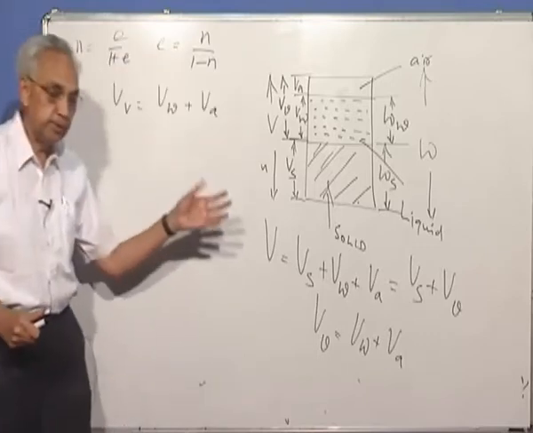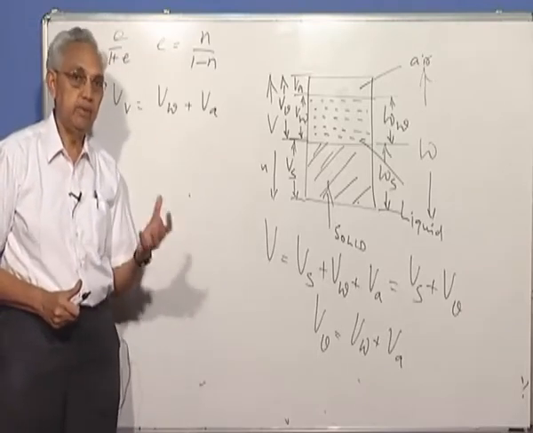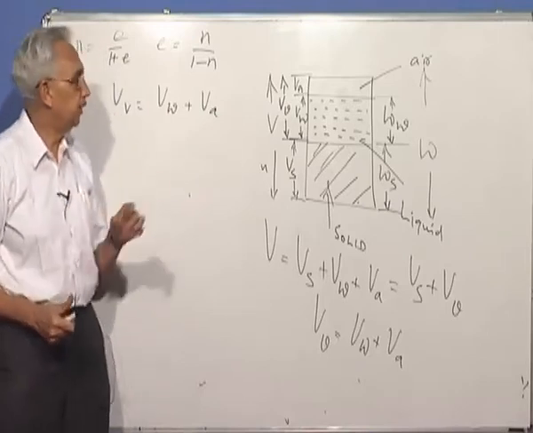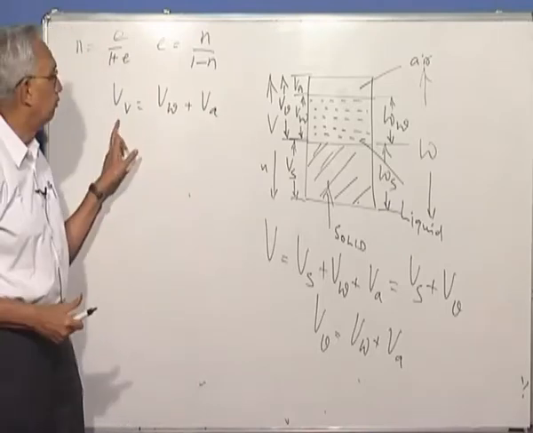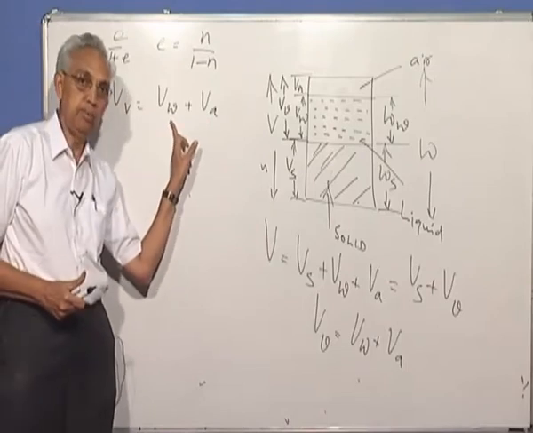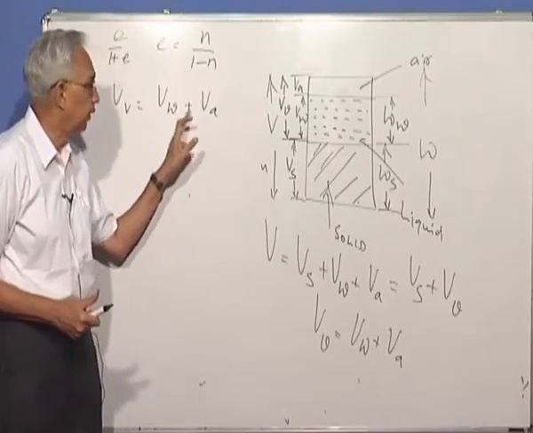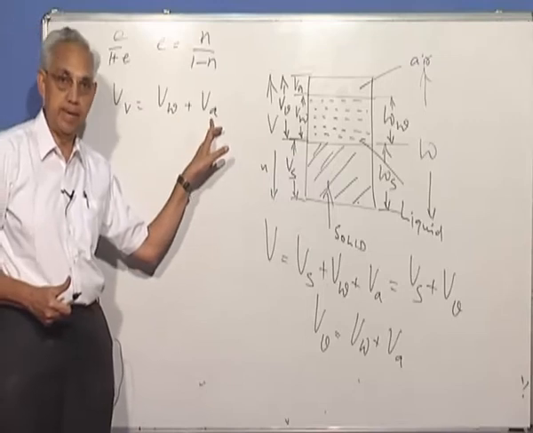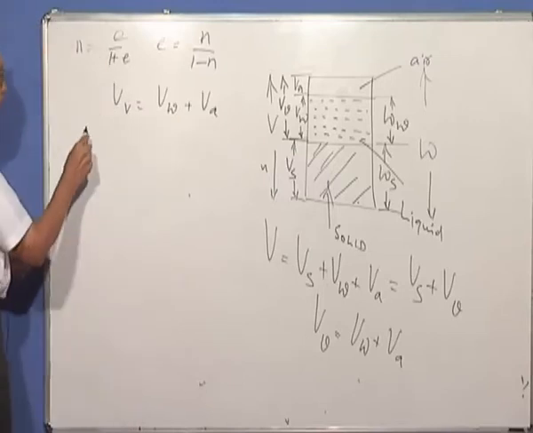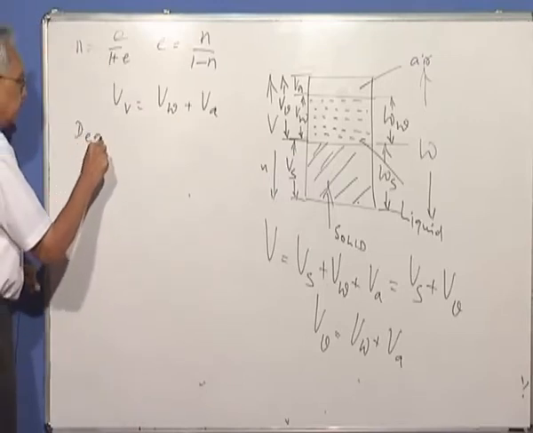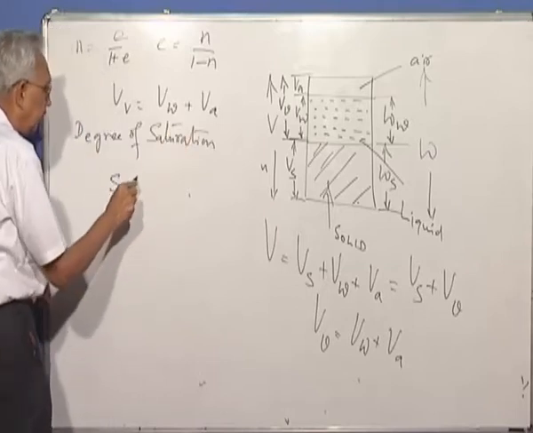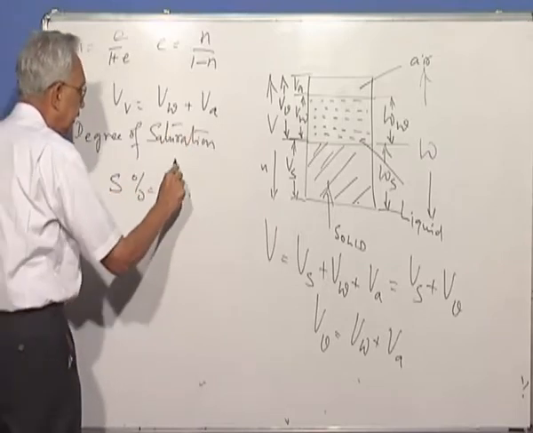Another way you have to describe is, you have the void space and you want to say, is this soil fully saturated or not saturated? Which means if Va is 0, total volume of voids is equal to volume of the water. When there is no water, it's equal to volume of the air alone. So we describe another term called degree of saturation. We use the symbol S, also expressed as a percentage.